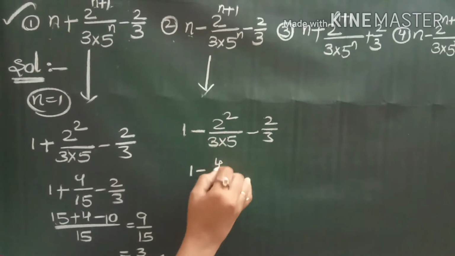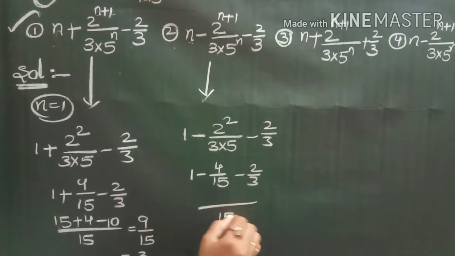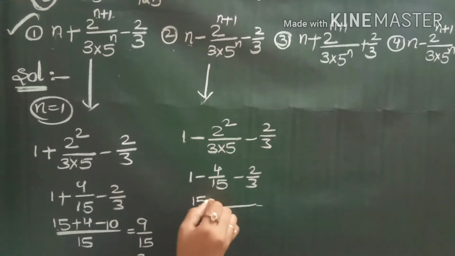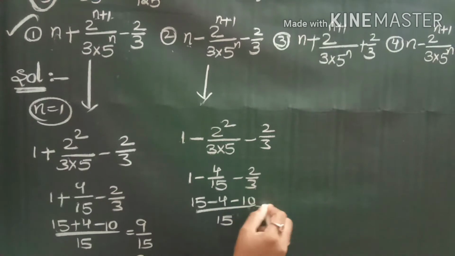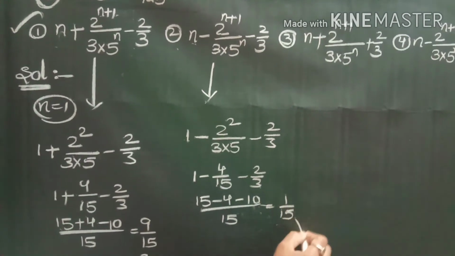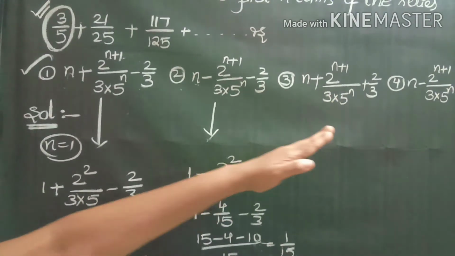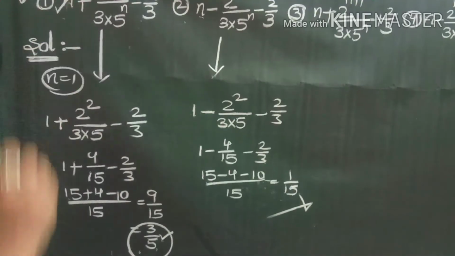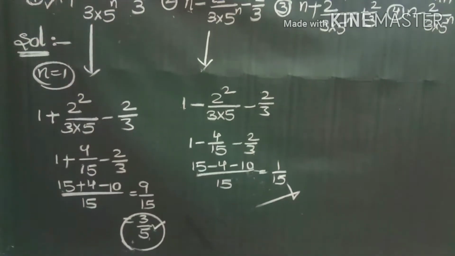that is 1 minus 4 by 15 minus 2 by 3. Now taking 15 as LCM, 15 minus 4 minus 10, that is 15 minus 14, which is equal to 1 by 15, which is not equal to 3 by 5. Similarly, in the remaining cases also, we won't get the value 3 by 5. So this is the only option which returns the value 3 by 5, so this option is correct.